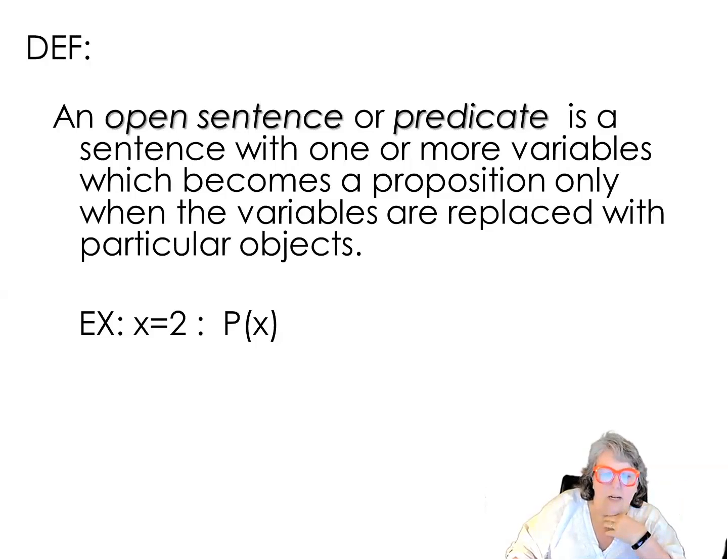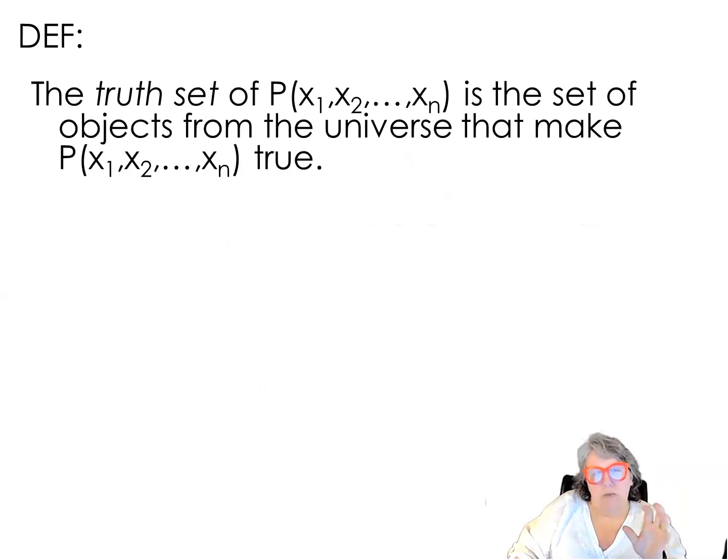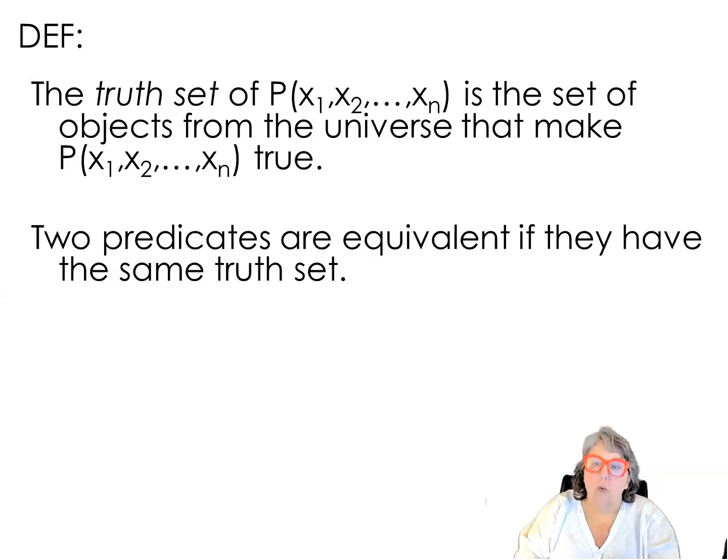Or I might have the statement X squared plus Y is greater than 2, and that is an open sentence with two variables, so I'll say P of XY. The truth set of a predicate would be the set of objects in the universe that make it true. And two predicates are equivalent if they have the same truth set. And the truth set's going to depend on the universe.